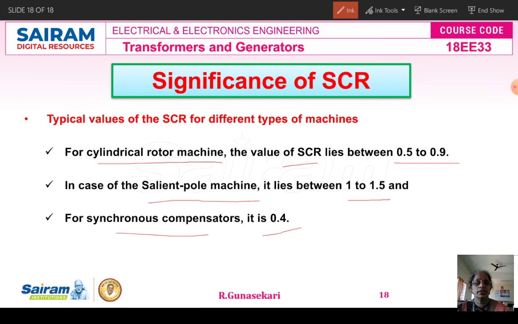Dear student, in this lecture video, you clearly understood the definition of short circuit ratio, how to get the formula of short circuit ratio from the open circuit and short circuit characteristics, the significance of short circuit ratio, and the values of short circuit ratio used for different types of machine.